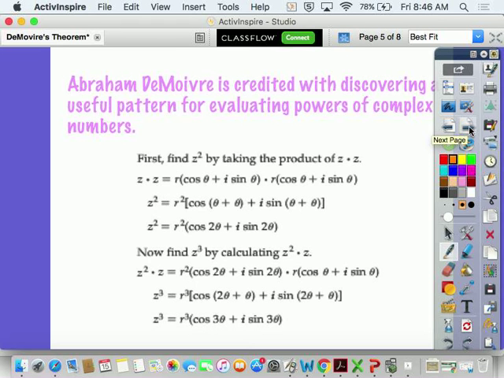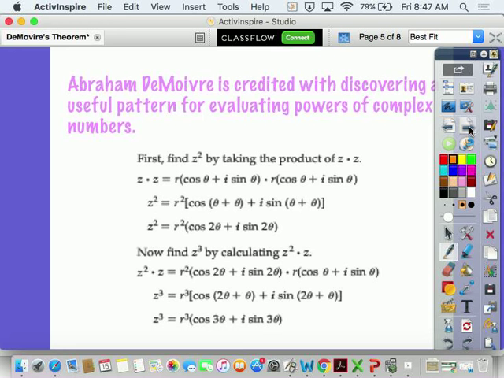Abraham DeMoivre is credited with discovering a useful pattern for evaluating powers of complex numbers. When we talked about multiplying complex numbers the other day, did you ever think, I wonder if I could FOIL it? Technically it was set up as a binomial, r cosine theta plus i sine theta. One of my students asked, if I forget the formula, could I just FOIL it? No, you could not FOIL it. But DeMoivre is basically responsible for allowing you to quote unquote FOIL complex numbers when they're in their polar form.